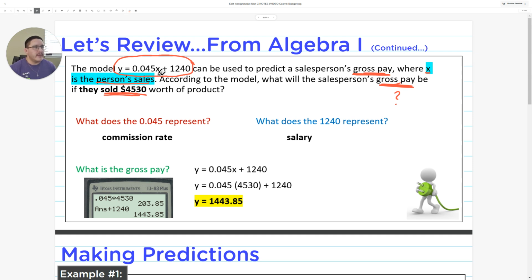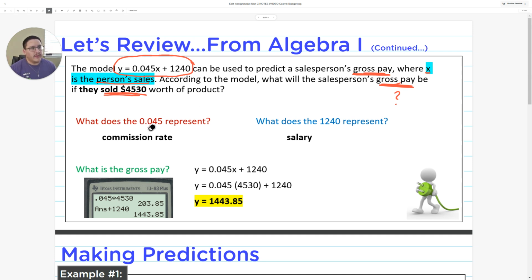Okay, so just to go off of the video from the previous section, what if he didn't sell anything? X equals 0, and so his gross pay would just be $1,240. If he sold nothing, then he would just get that amount. So this is saying that he gets 0.045 of what he sold in commission, I'm assuming, if they sold $4,530 worth of product. This is a commission problem. We've done commission before in one of our previous units.